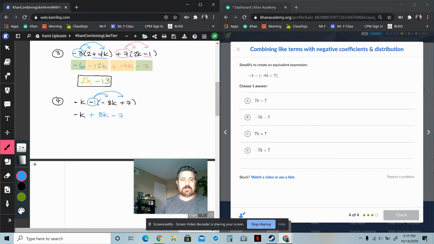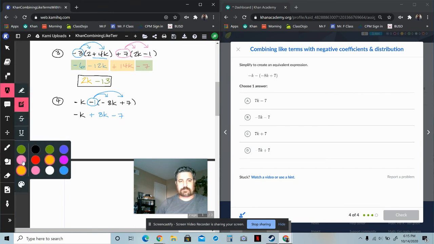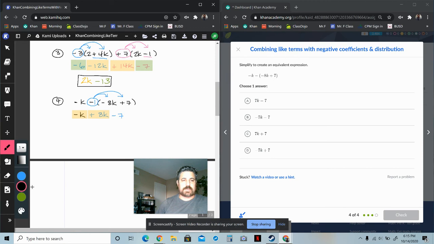Once you're done distributing, then you're going to combine your like terms. When there's no coefficient in front of a variable other than the sign, positive or negative, that means it's an assumed 1. So this is like negative 1k. So ultimately what we have here, if we combine our like terms, is negative 1k plus positive 8k. Well, how many k is that? Well, that's going to be 7k. Because you're going a tug of war, who wins? Positive by how much? 7. So this is going to be positive 7k.